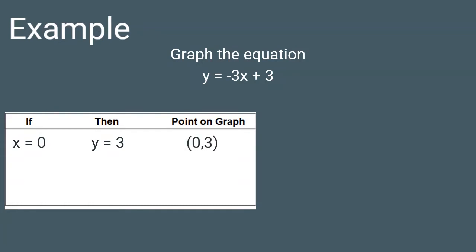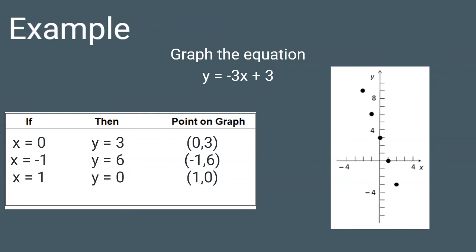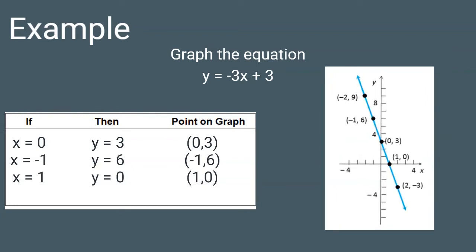Next, let's pick a negative, so x equals -1. If I plug in -1, that gives me y equals 6. So my second point is (-1, 6). The last example I'm going to do is a positive, so let's pick x equals 1. Plugging 1 in for x, I get y equals 0. So that gives me the point (1, 0). Graphing this way, you can pick as many points as you like, but you get the idea. Let's go ahead and plot those points on a coordinate system. By connecting these dots, we see that we have a graph, a line, and this represents the equation y equals -3x plus 3.